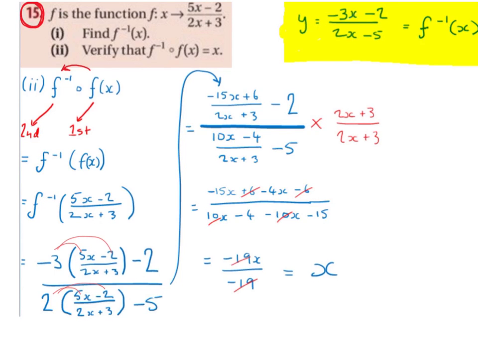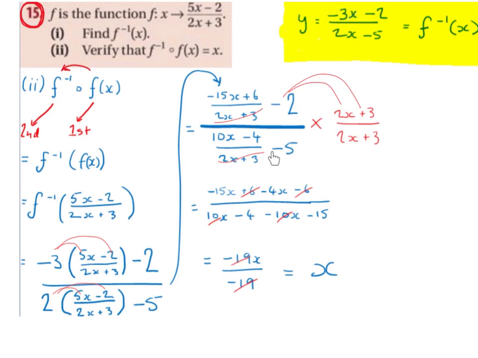So then I want to get rid of the fractions that are contained inside the fraction. So what we're going to do is multiply the numerator and the denominator by 2x plus 3. So that will cancel out the denominator of 2x plus 3 that's inside the fraction. So we bring down the minus 15x and the plus 6. And then minus 2 multiplied by 2x is minus 4x. And then minus 2 multiplied by 3 is going to be minus 6.